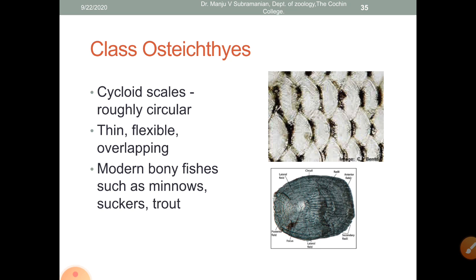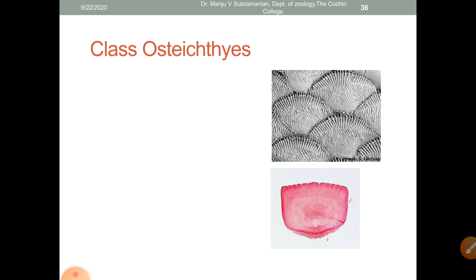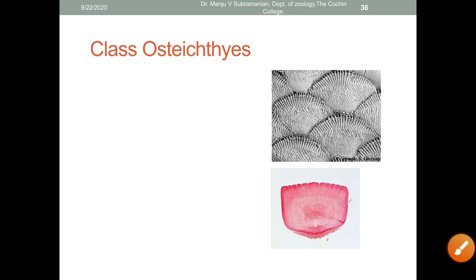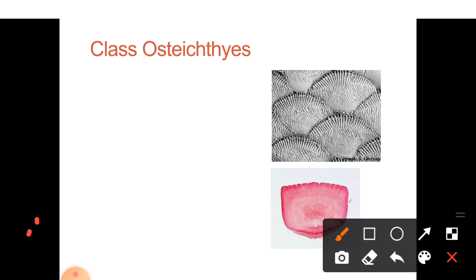Okay, so the next type is the cycloid type of scales, seen in the bony fishes, the osteichthyes. The cycloids, as you can see, are roughly circular in structure.